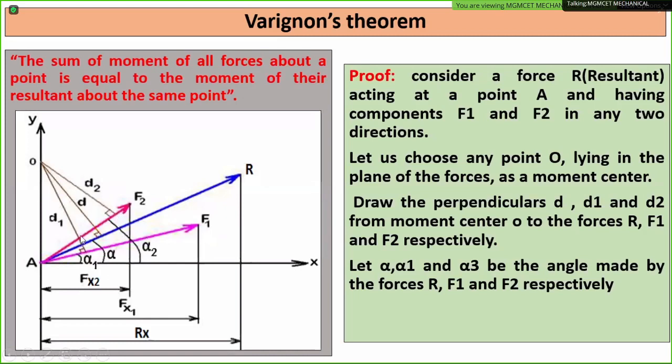So these distances, I am choosing to take the moment. I am taking the moment of forces about O. तो Varignon theorem हमारा क्या बोलता है? The Varignon theorem says the sum of moment of all the forces, यानी F1 का moment and F2 का moment about point O, right, must be equal to moment of the resultant about the same point. यानी F1 F2 का moment about the same point is equal to moment of the resultant R about the same point. Okay, let us see the proof here in short time.